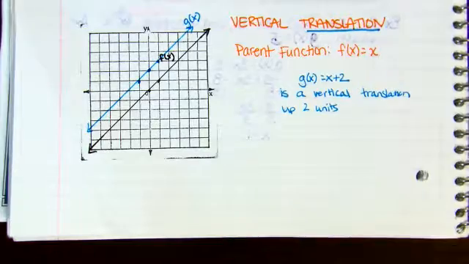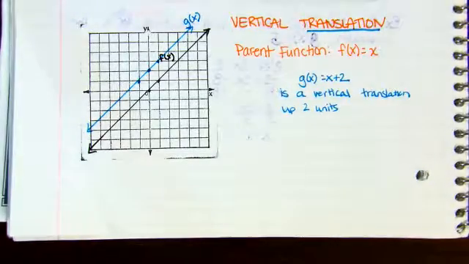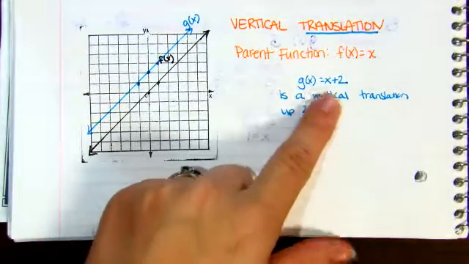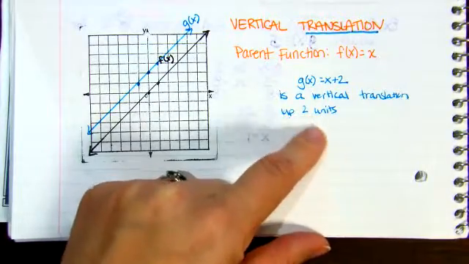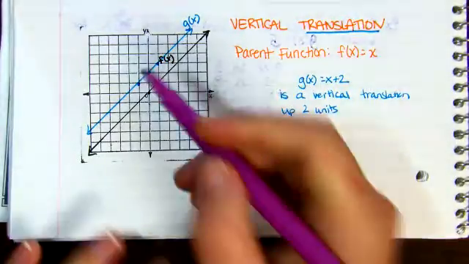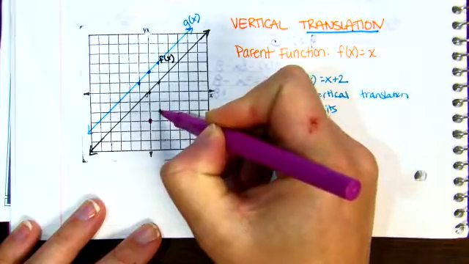So if you're asked to describe, or if you're asked to compare a graph to the graph of f of x, in this case my comparison would be, g of x is a vertical translation up 2, or it's shifted up 2 units. We could also have a shift down. We could shift down 3 units if we wanted to.